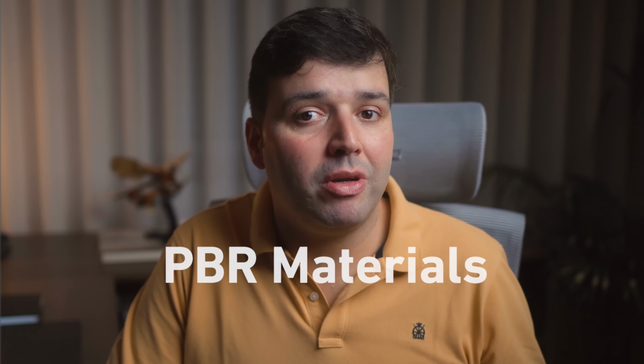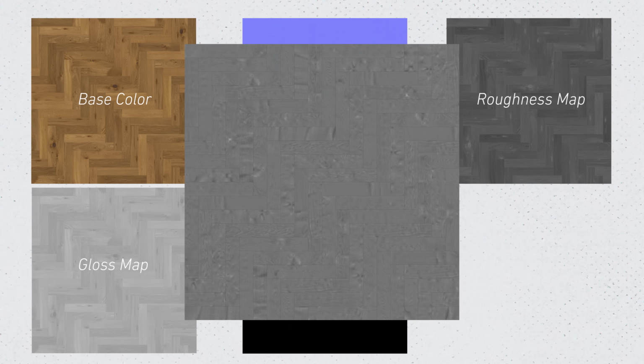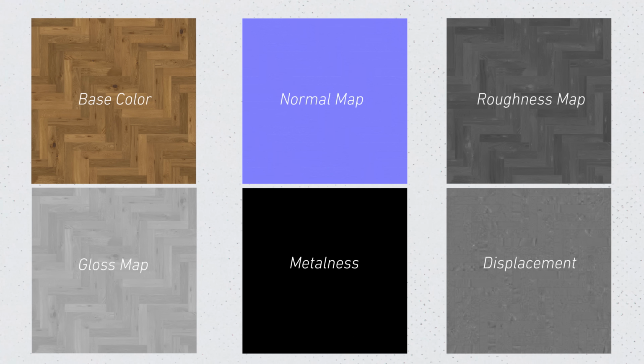With everything set, we move to materials. PBR materials, to be more precise. Materials need multiple texture maps. Base color, normal for detail. Roughness or gloss for shine. Metalness for metal surfaces. And displacement for depth.